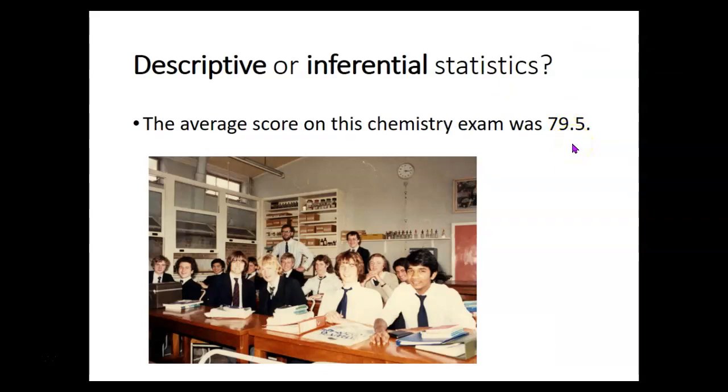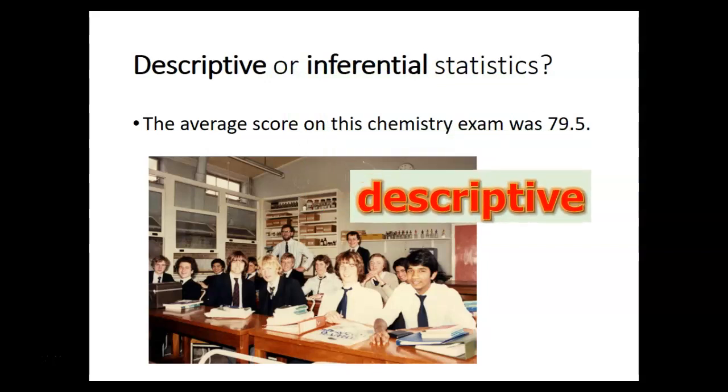What about in, say, a high school chemistry class? The teacher gives a test, and then the next day walks in and says, the average score on this chemistry exam was 79.5. Would that be descriptive or inferential statistics? Well, if he's got all the data, all the scores for the whole class, which is everybody he's talking about, everybody he's concerned with, and he's just taking all of those scores and averaging them together and reporting on what the average is, that would just be descriptive statistics. He's not going beyond what he knows for sure. He's just reporting on the average of that set of data.